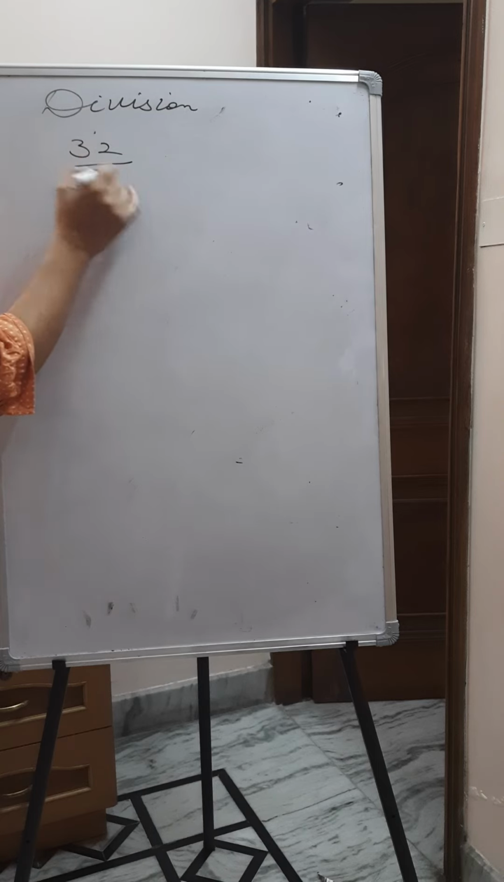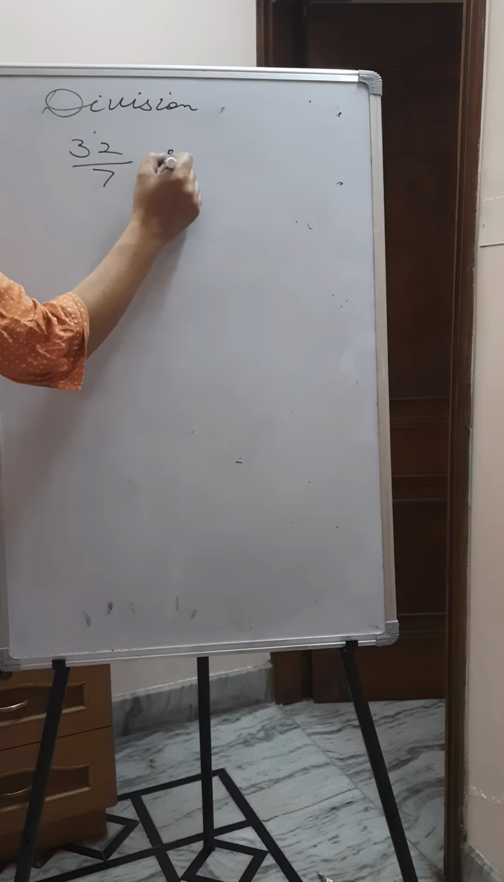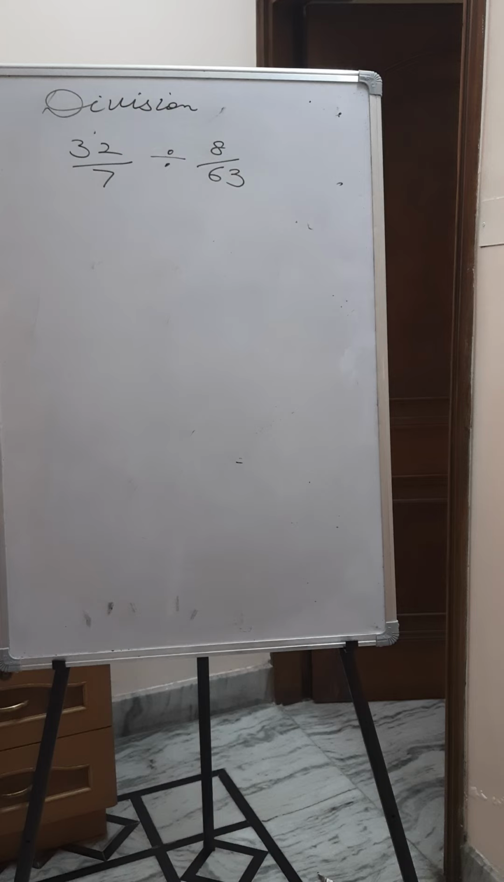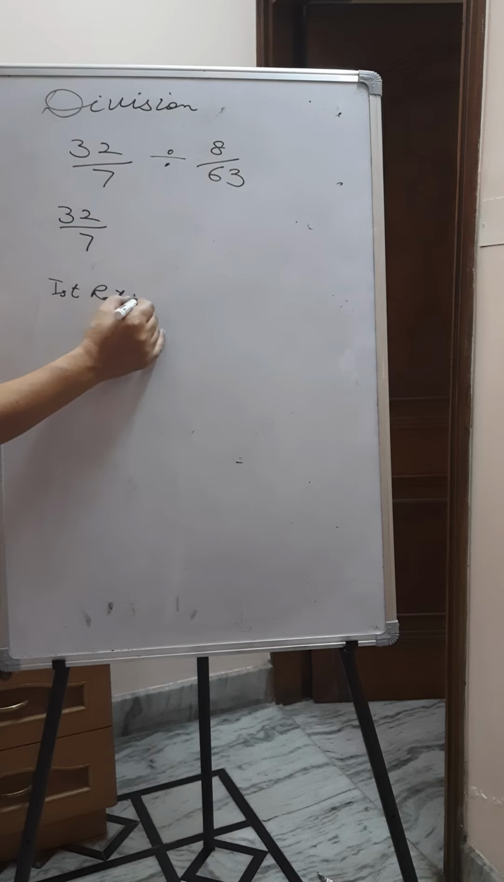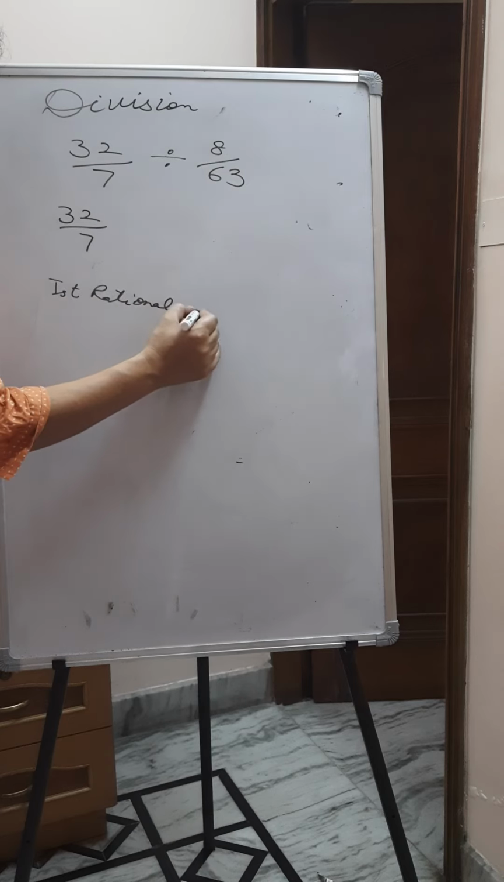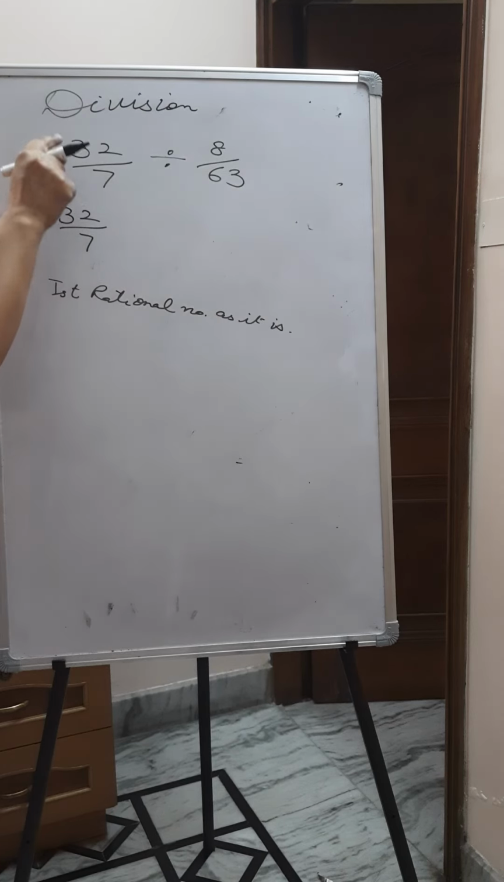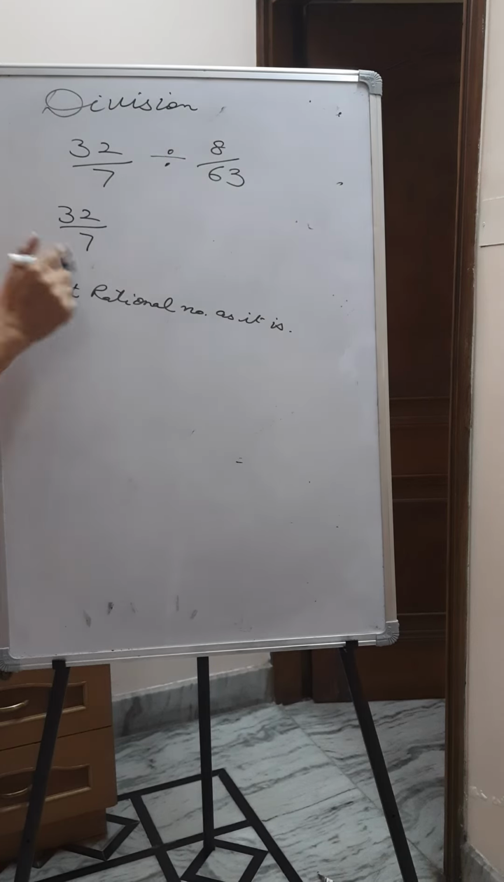Example: 32 over 7 is our first rational number. Sign of division. 8 over 63 is our second rational number. Follow, this is the statement. What we will have to do: write down the first rational number as it is. जैसे है उसे ही लिखना, 32 over 7, 32 over 7.